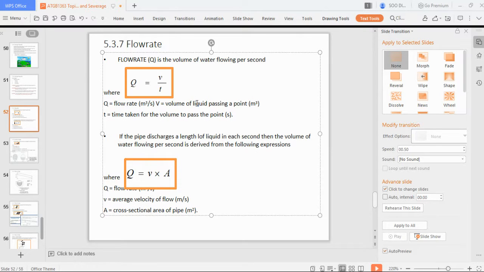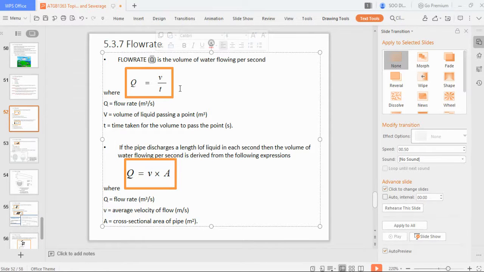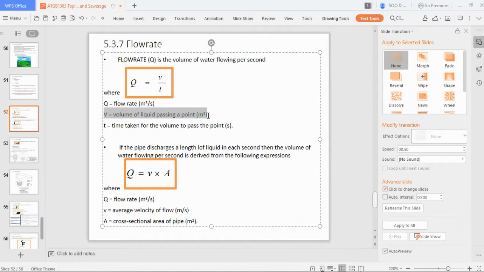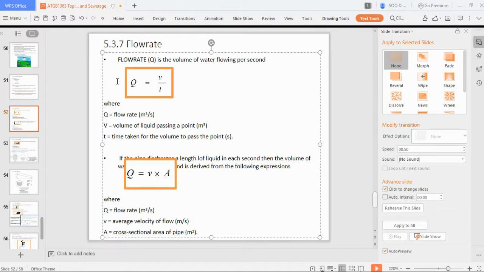Flow rate is the volume of water flowing per second. Whenever you deal with anything that flows, usually you will say that this is water. Even if it's wastewater, it's still water. So water is in meter cube per second. To get this, you have your volume in meter cube, and you divide it by time. This is the most basic of how a flow rate is.